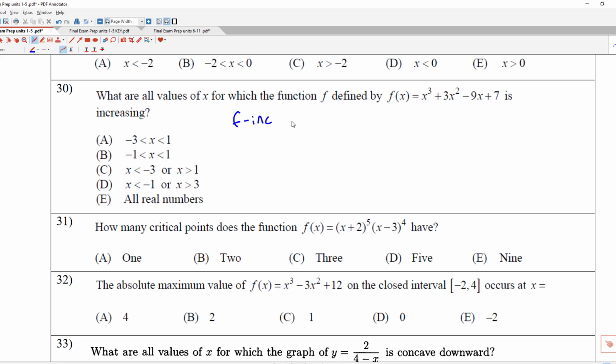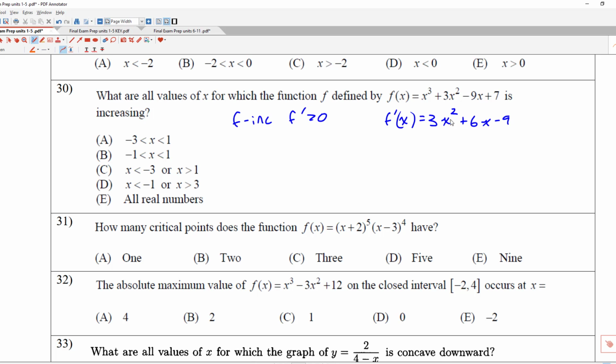f increasing is where f prime is greater than 0. So first find f prime, and then make sure that's greater than 0 by setting it equal to 0, and then looking for the intervals. So if this is f of x, f prime of x, taking the derivative here, is 3x squared plus 6x minus 9, and the derivative of a constant 7 is 0. So there it is. I'm going to go ahead and set this equal to 0.